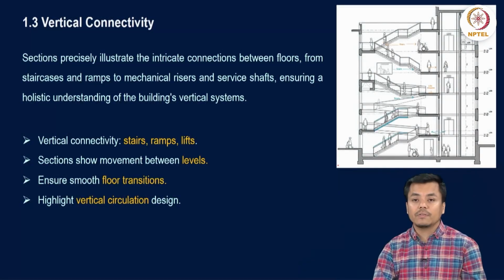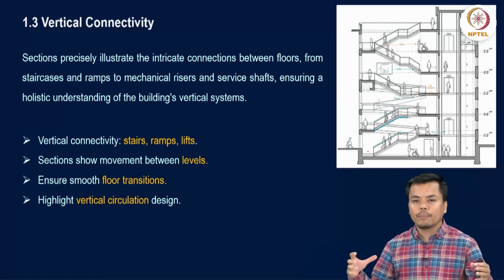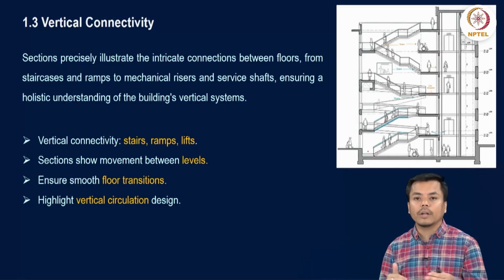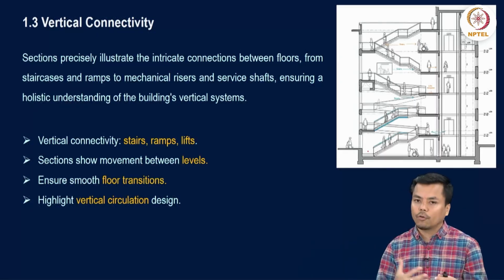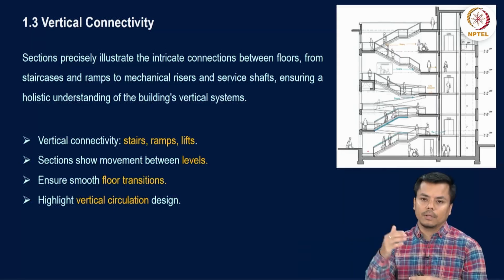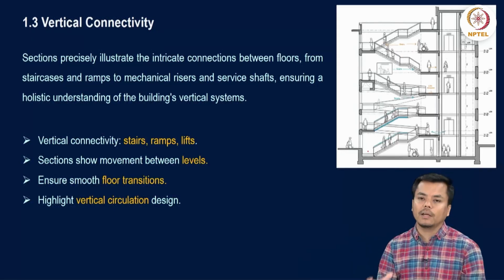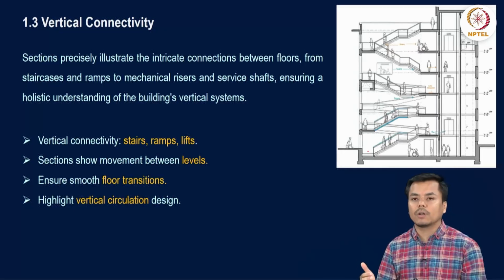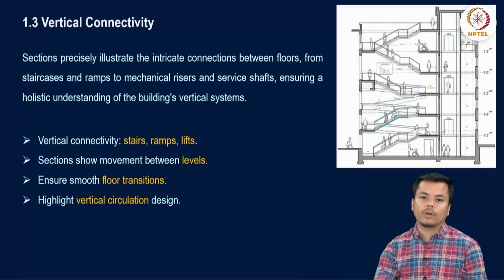Then the vertical connectivity: sections precisely illustrate all the intricate connections between floors as shown here. When you cut the building from your important vertical connections like staircase or lift, it helps understand what is the floor height and whether you are able to achieve the clear height without any obstruction or not. So this information is all possible through section, because in floor plan though you may show the location of lift and the staircase, only the clear connectivity between the spaces, between the levels can be visualized from your section drawings.